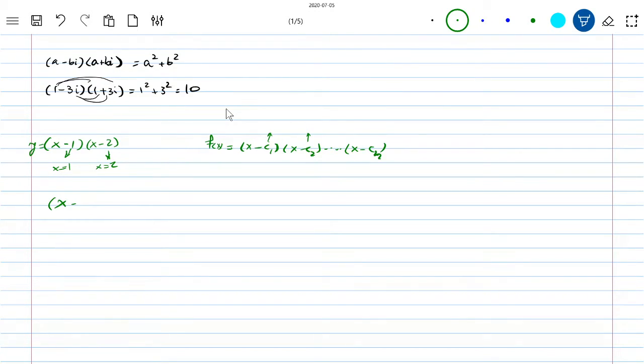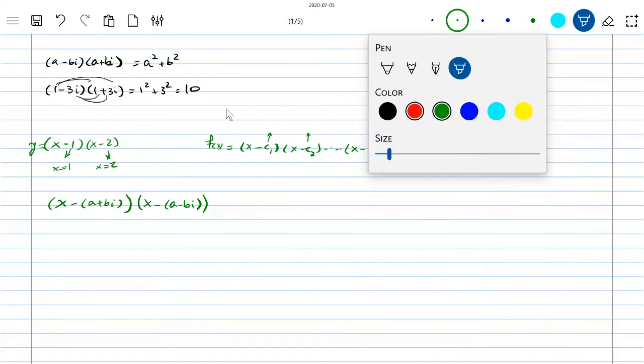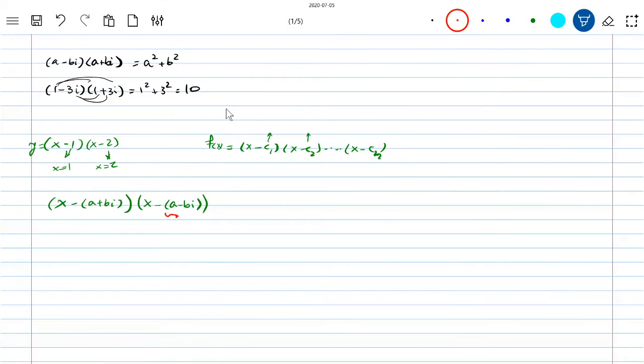So let's assume that you have x minus a plus bi, and you multiply by x minus a minus bi. So I'm multiplying two terms that are conjugates of each other. These two are conjugates of each other. And what does it tell me? That tells me if I have a function f of x with these two solutions, the solutions are x equals a plus bi and a minus bi. The two solutions are conjugates of each other.